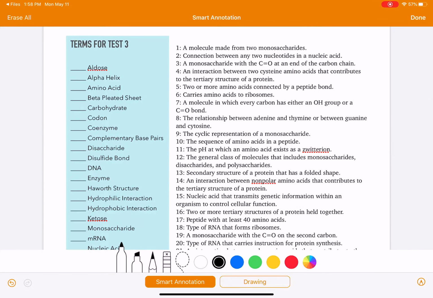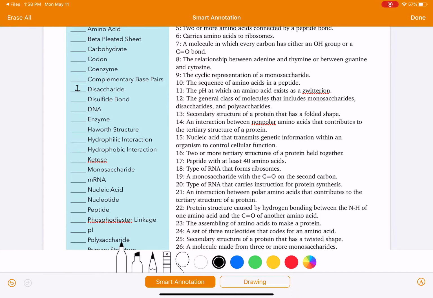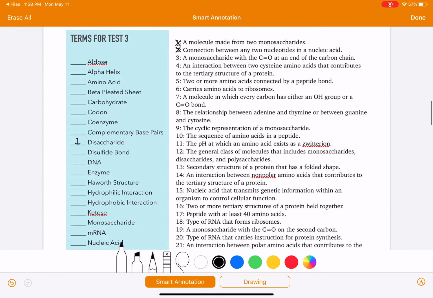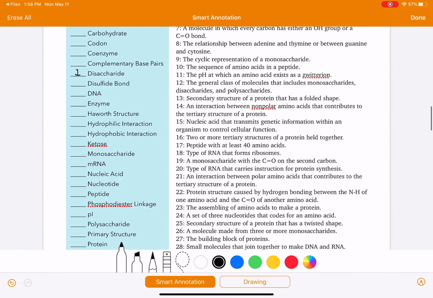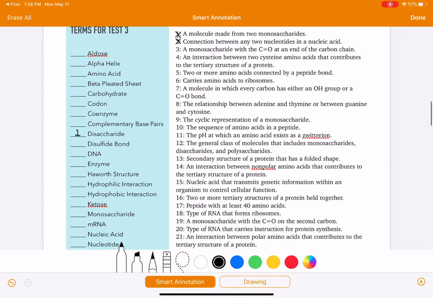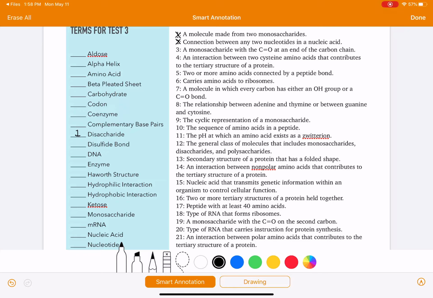So let's match the terms up with their definitions. A molecule that is made from 2 monosaccharides, that will be a disaccharide. A connection between any 2 nucleotides in a nucleic acid, that would be either an amide bond or a peptide bond. Oh no, I was thinking of proteins. That's a phosphodiester linkage. A monosaccharide with a carbon-oxygen double bond at the end of the carbon chain, that's going to be an aldose, an aldehyde sugar.